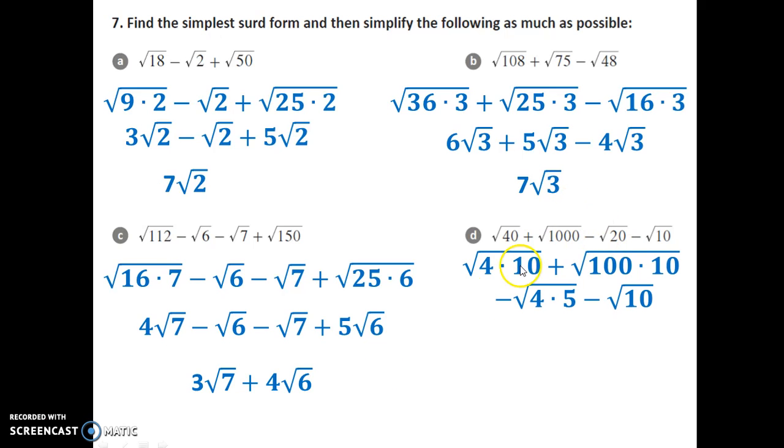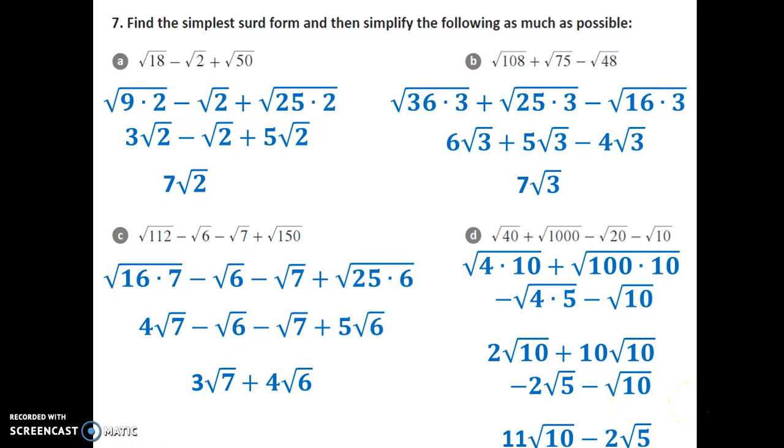All right, 40 is 4 times 10. 1000 is 100 times 10. 20 is 4 times 5. And that one remains the same. Here you can take out a 2. Here you can take out a 10. Here you can take out a 2. So that's what you get. Combine like terms, and you get this final answer.